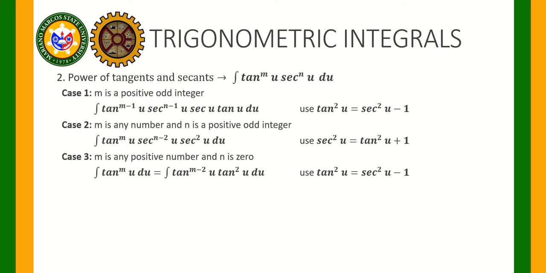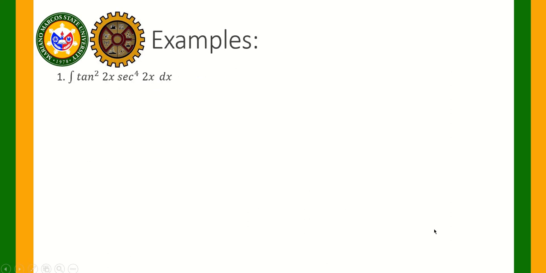Case 2: m is any number and n is a positive odd integer. And case 3: m is any positive number and n is 0. So let's try examples. Example number 1: tangent squared 2x times secant raised to 4 2x dx.